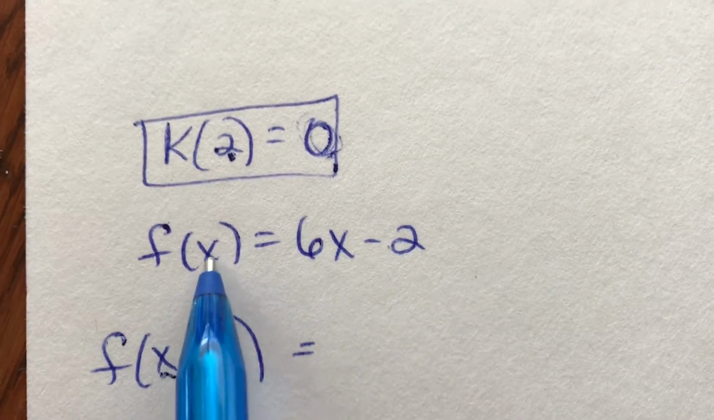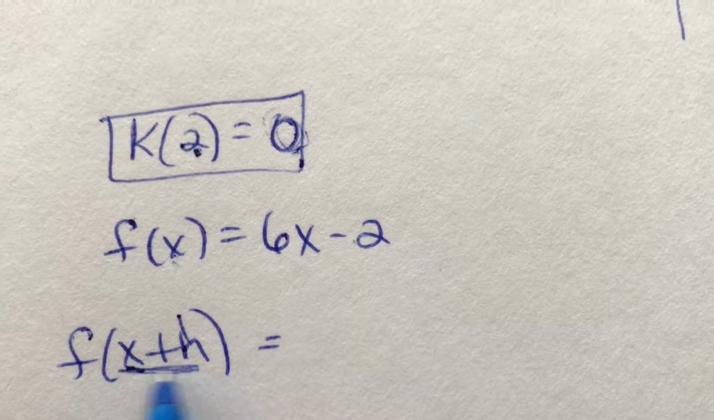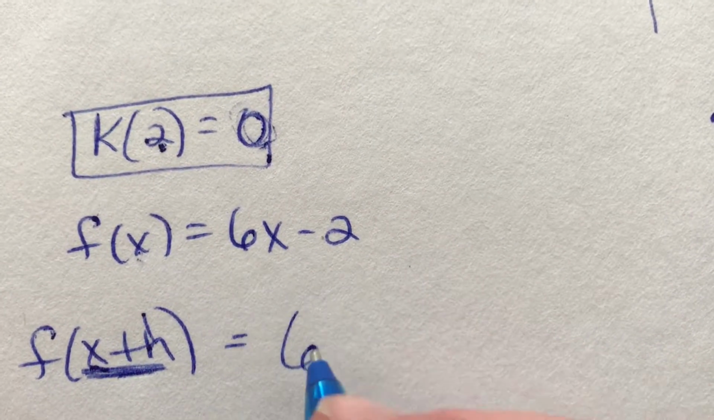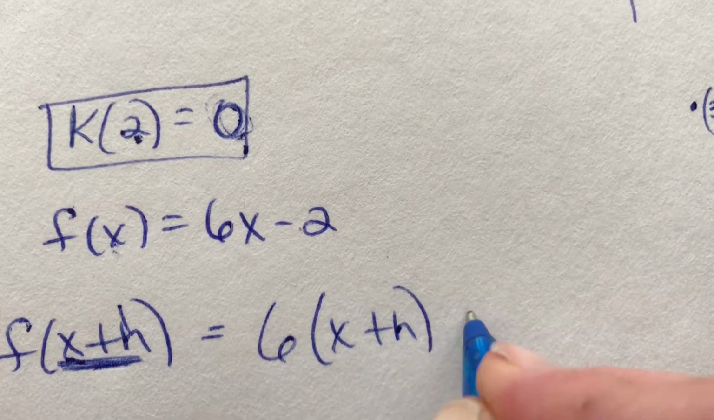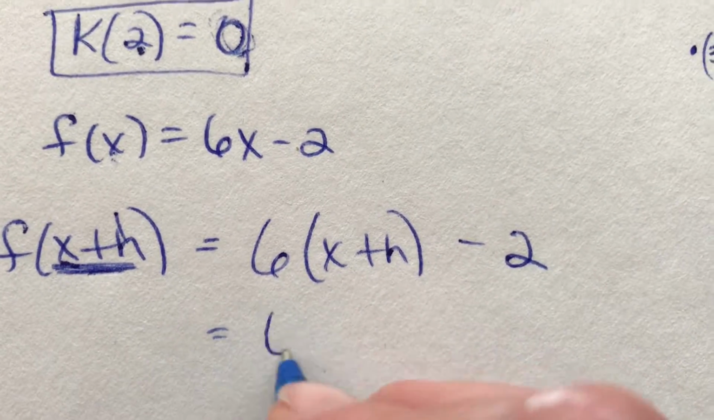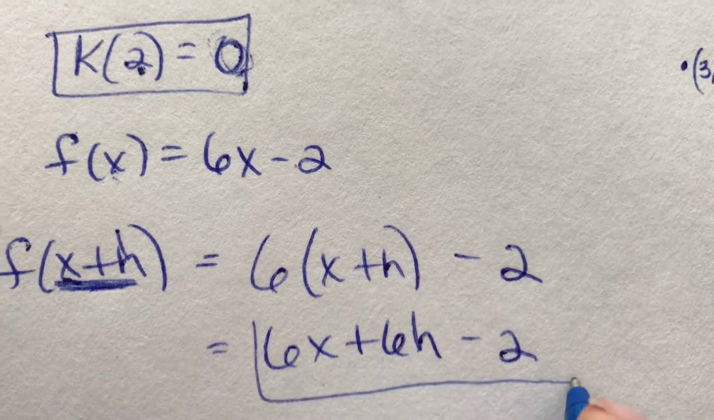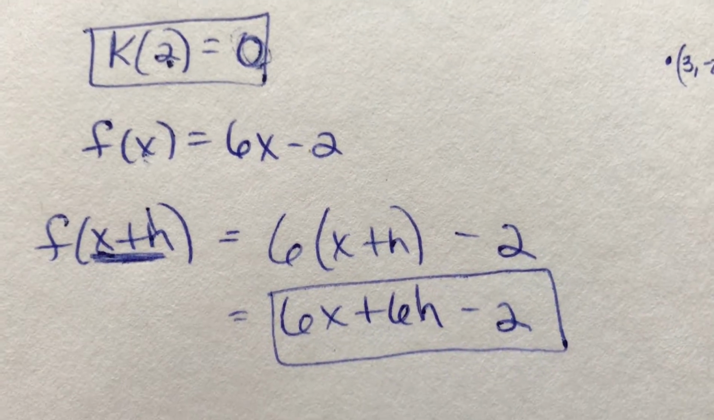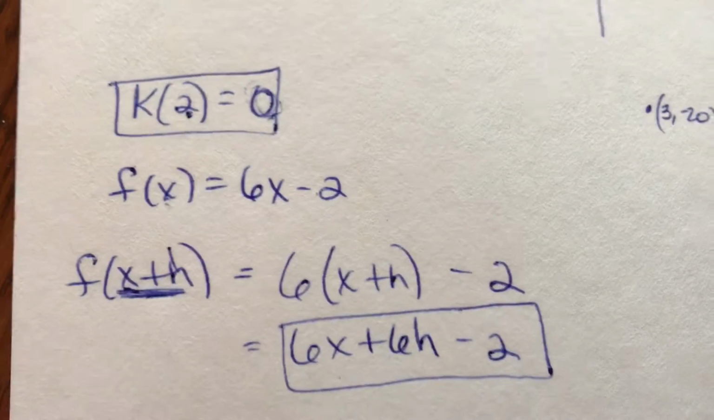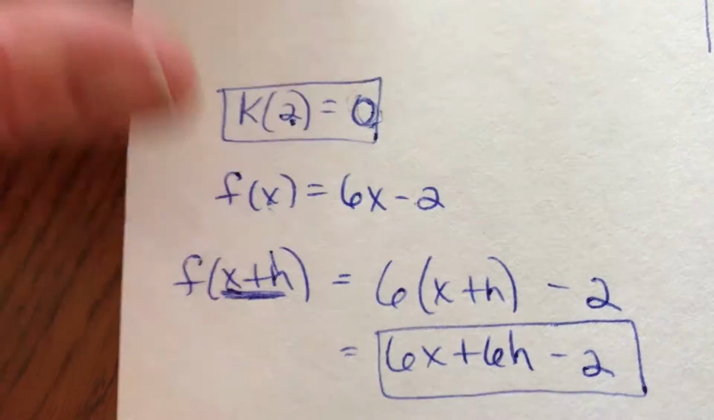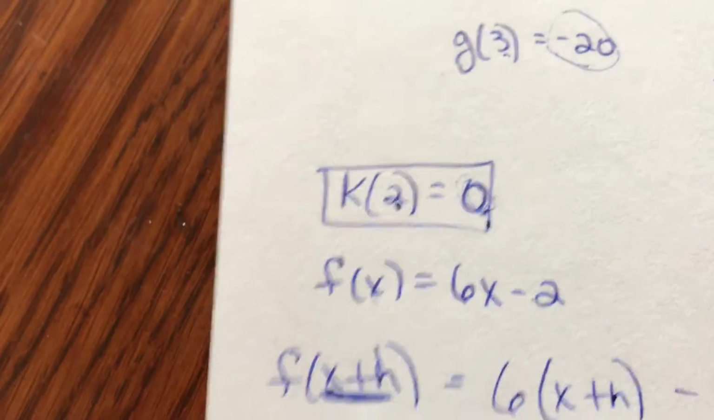So this is saying instead of a boring x, I'm going to plug in x plus h wherever I see an x. So right here, instead of this boring x, I'm going to put in x plus h. So I'm going to get 6x plus 6h minus 2. Again, that's my answer. There's no like terms. There's nothing I can really do with that. So we're not going to worry about it. Maybe we should do one more here.